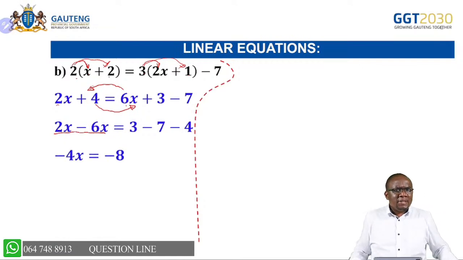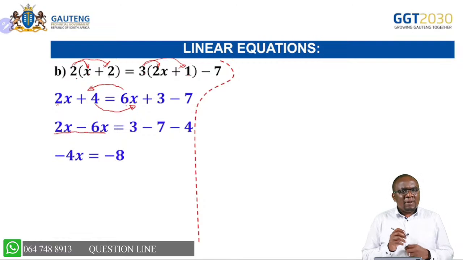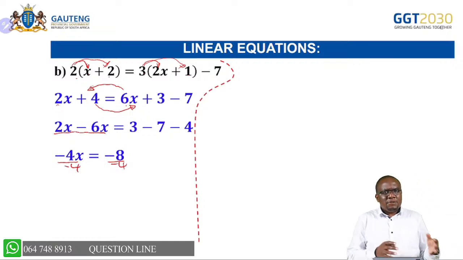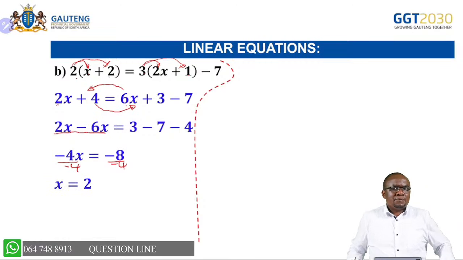And then what do we do from here? Are we going to transpose negative 4? We can't do that because the operation between negative 4 and x is multiplication. Negative 4 times x. And then what do we do now? We have to divide both sides by negative 4. What you're doing on the left, you do on the right. And then what do you get? x is equal to 2.